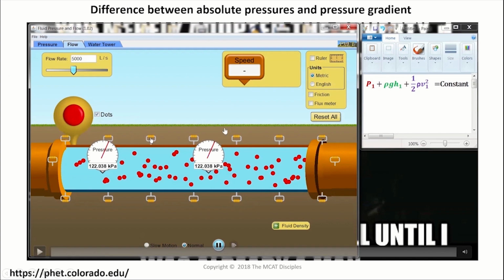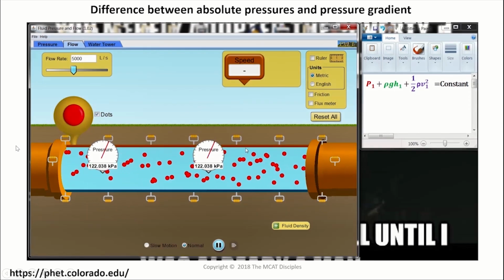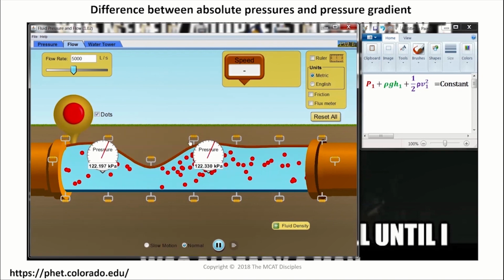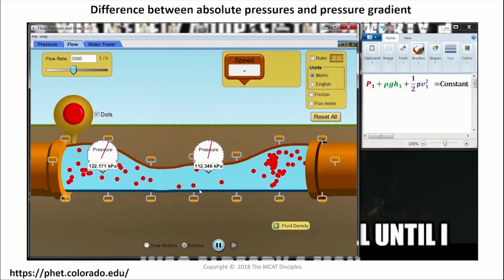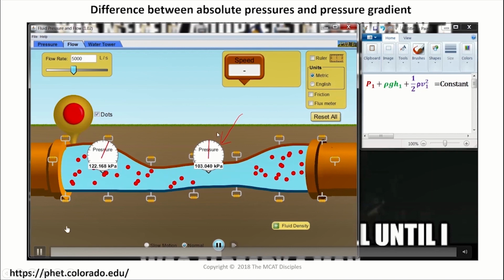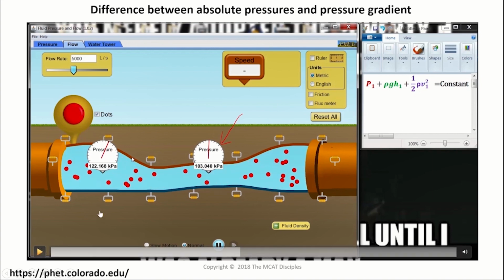So here's just another picture showing you that. This is from fet.colorado.edu. That's some very good stuff. If we do a little constriction, for example, we vasoconstrict our blood vessels, that would cause an increase in the pressure gradient, but that would actually cause a decrease in the pressure inside of that vessel. So notice 122 minus 103 caused an increase in the pressure gradient, but inside the vessel the pressure decreased and outside the vessel it increased. So hopefully that can help you to understand the difference between absolute pressure and pressure gradients.